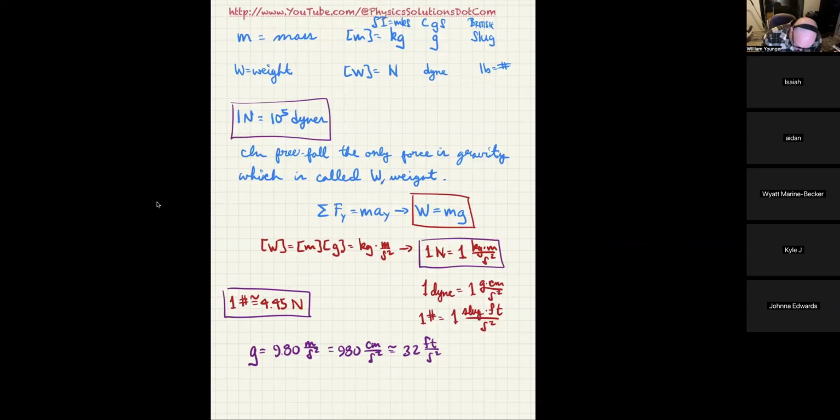Oh, yeah, 1 slug is about 14.6 pounds. Or excuse me, 14.6 kilograms, not pounds. So that's another value that might come in handy. I don't really require you to commit these to memory. I do expect you to know that a Newton is a kilogram meter per second squared because you're going to use that so often. But you do need to have some sense of how big is a Newton, how big is a pound, how big is a dyne, that sort of thing. So that's why I'm giving you this.